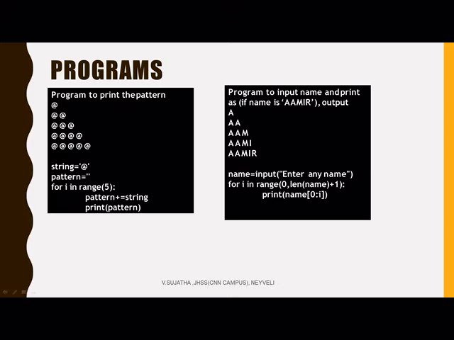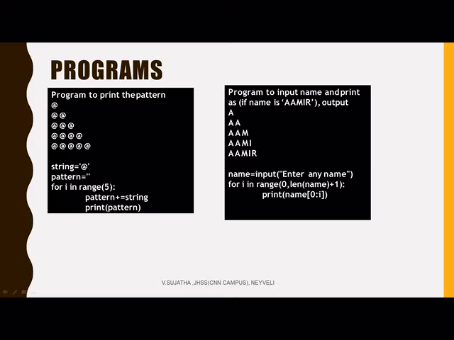Again it comes to the next iteration. Range of 5 means 0 to 4, five times. The second time I execute pattern equal to pattern plus string. Already in pattern you have one at symbol, and now in string also one at symbol. Two at symbols will be combined together in pattern. Then pattern will be printed here.